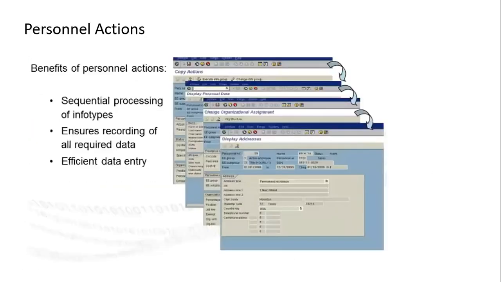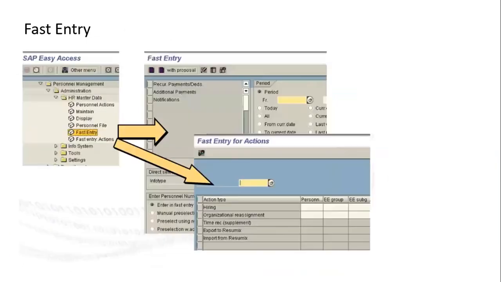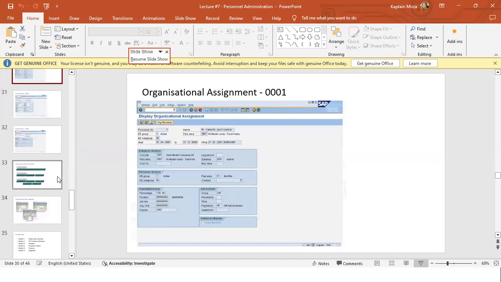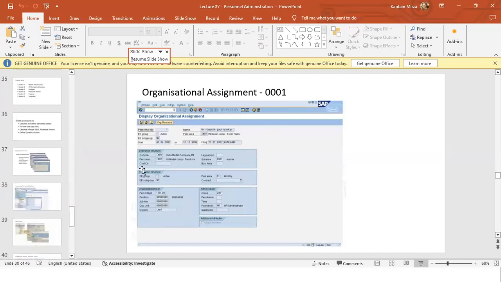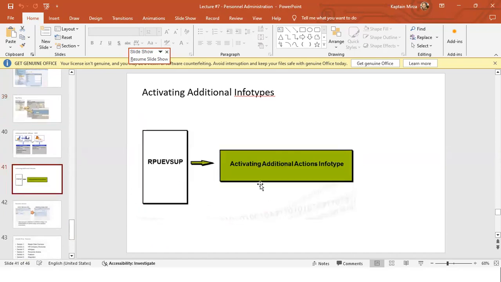Okay. So personal actions are basically sequential processing of info types. Info types can be address, actions, personal data, payroll data. These are basically aligned. It shows recording of all required data and it keeps your data entry efficient. And that's how you manage your info types using actions. I hope that is clear to you. Yes, it's clear.